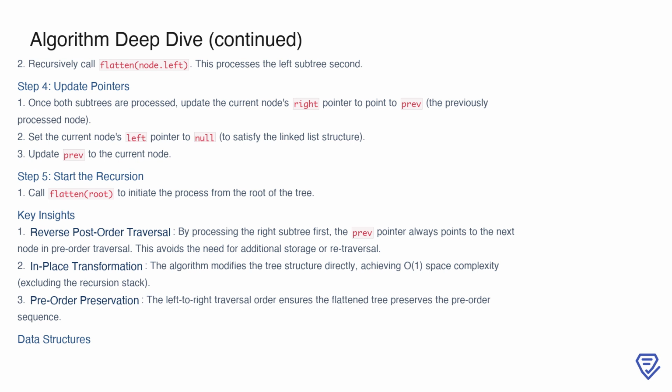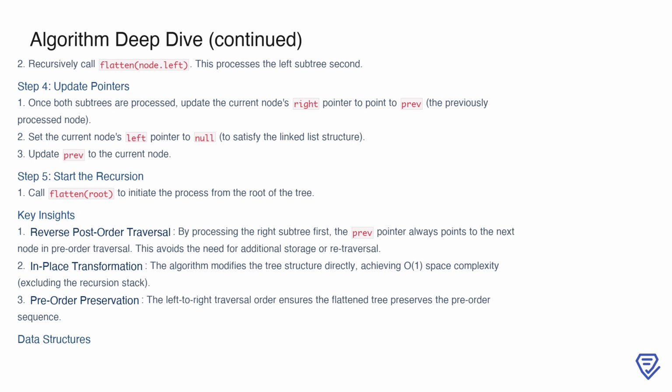Finally, we update previous to the current node, marking it as the most recently processed node. To initiate the transformation, we call Flatten on the root of the tree. This triggers the recursive process that cascades through the entire tree. The reverse postorder traversal is a key insight here, as it allows us to link nodes directly without needing extra storage or backtracking.